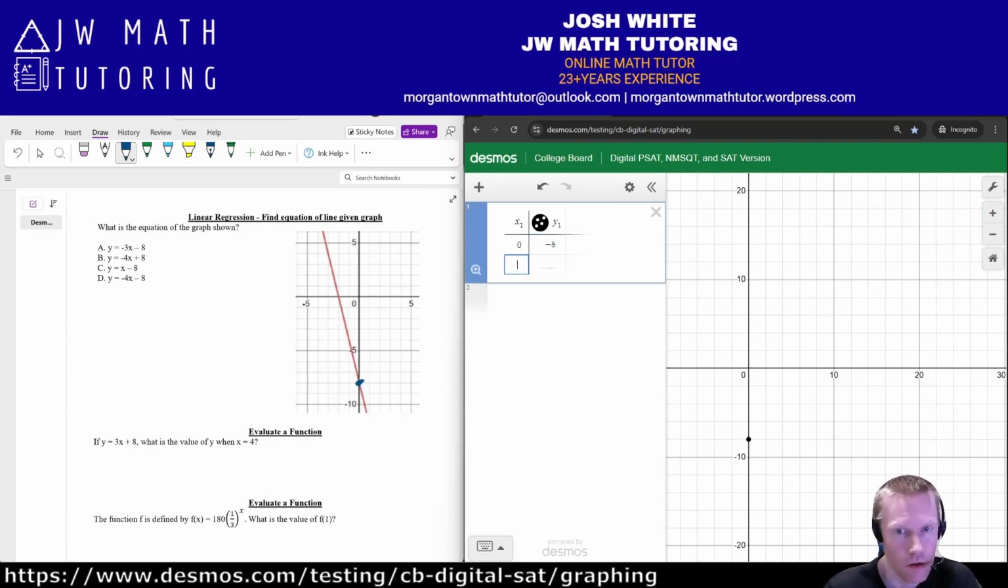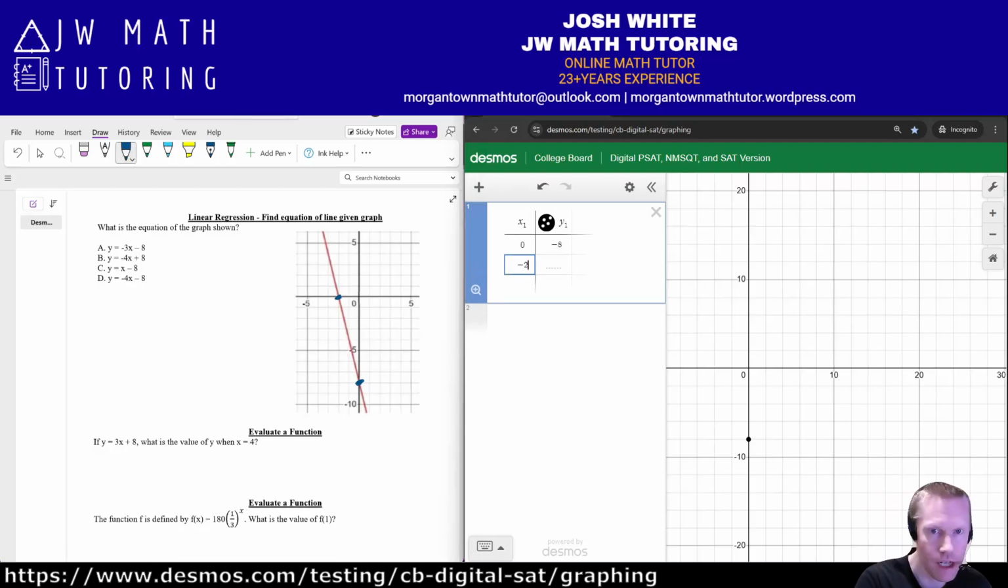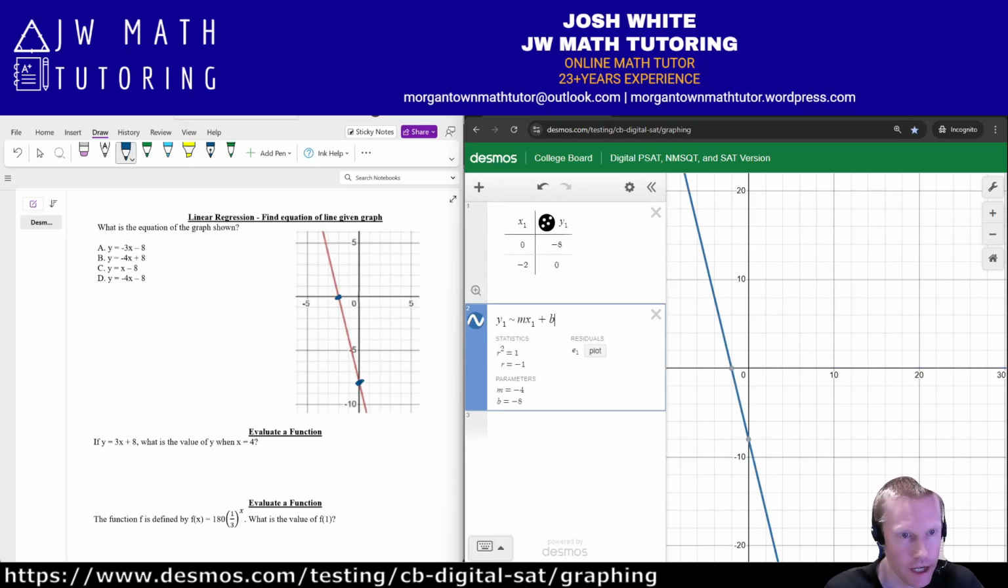And now it also looks like it crosses, and you might have to zoom in. If you're in Bluebook, obviously you can zoom in on the graph just to make sure. But it looks like it crosses right here as well at -2, 0. So now I can just do my linear regression. Okay, m is -4, b is -8. So when I go through the answer choices, which has a slope of -4, -8? Well, it's going to be answer choice D right here.